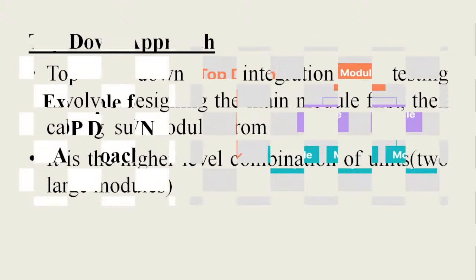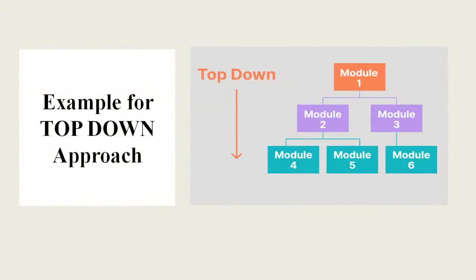Next, let's see an example of the top-down approach. In the top-down approach, module 1 is considered the main module. This main module contains two categories: module 2 and module 3. So the main module 1 is divided into two sub-modules, module 2 and module 3. Again, sub-module 2 is divided into two: module 4 and module 5.